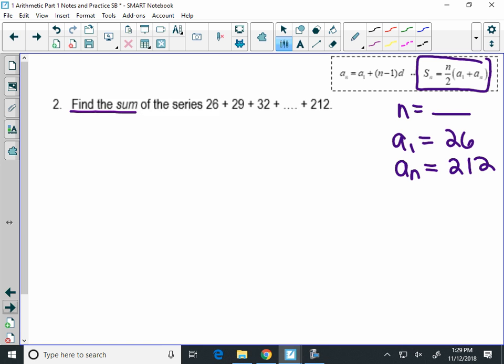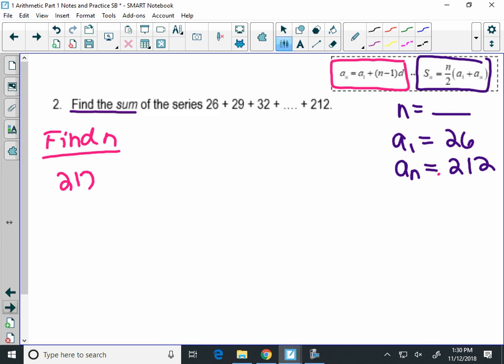So, what do I have to use to find the n? Can I use the S sub n formula? No, I have to use the A sub n. So I need to put stuff into that A sub n formula, find n, and then I can find the sum. So what should go in for A sub n? What do I say that that is equal to? Finding n here. Remember, A sub n is 212.